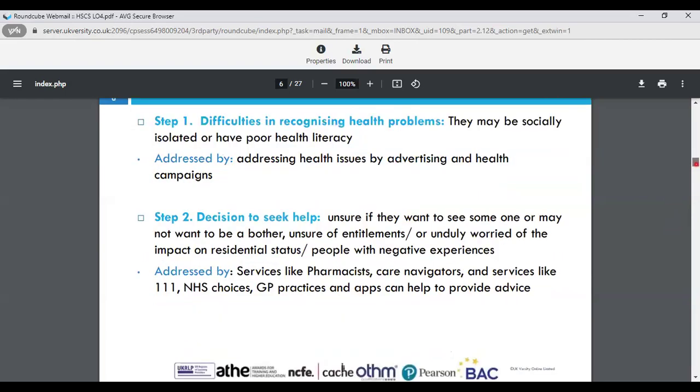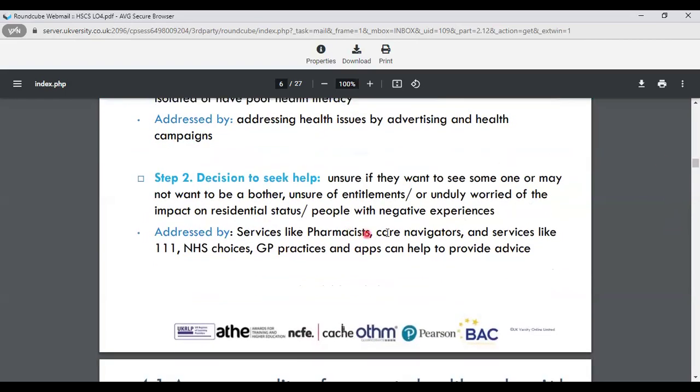Then there's step 2, where there's the decision to seek help. So if they're unsure if they want to see someone or may not want to be a bother, or they're unsure of their entitlements.